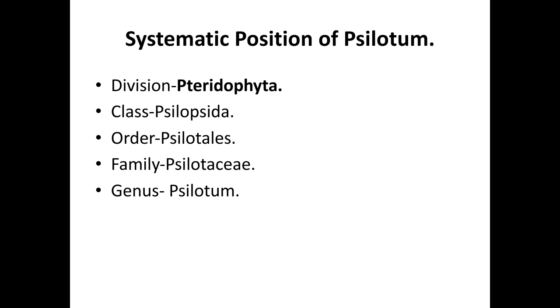Then genus Psilotum. Sporangia are borne in triads. Three sporangia are grouped together and this structure is generally known as synangium. So on the basis of the spore producing structure, the genus Psilotum is identified from Tmesipteris.